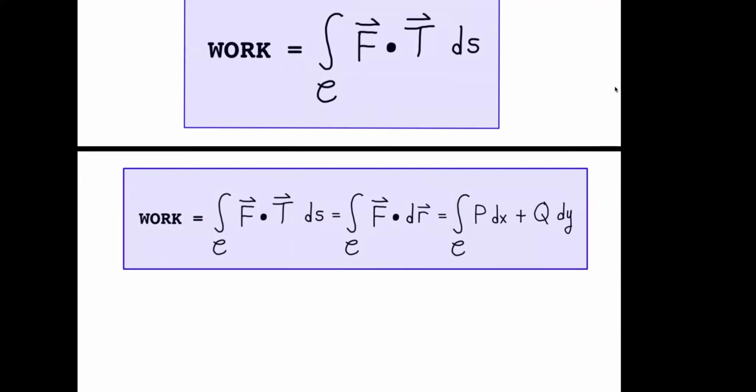Okay, now P and Q here, these are the components of the force vector. So we have our vector field F, which has 2 component functions, P and Q. And both these functions are functions of 2 variables. Okay, and those show up in this last case.